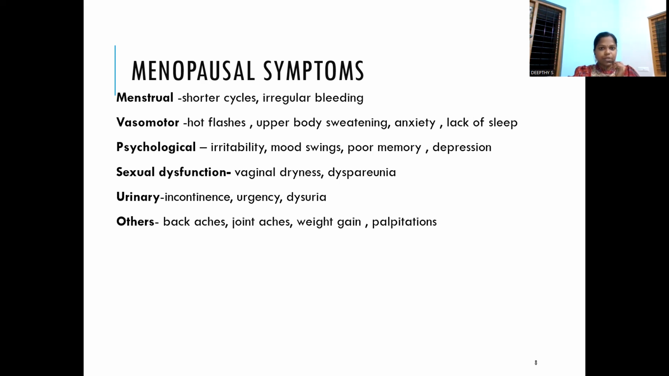Coming to the menstrual symptoms, the cycles become shorter and there may be irregular bleeding, maybe dysfunctional uterine bleeding or heavy menstrual bleeding. Then coming to the vasomotor changes, the most common symptom found is hot flashes. That means the lady feels a sudden feeling of heat and sweating. It is called hot flashes. This is due to the imbalance in the thermoregulatory system of the brain.